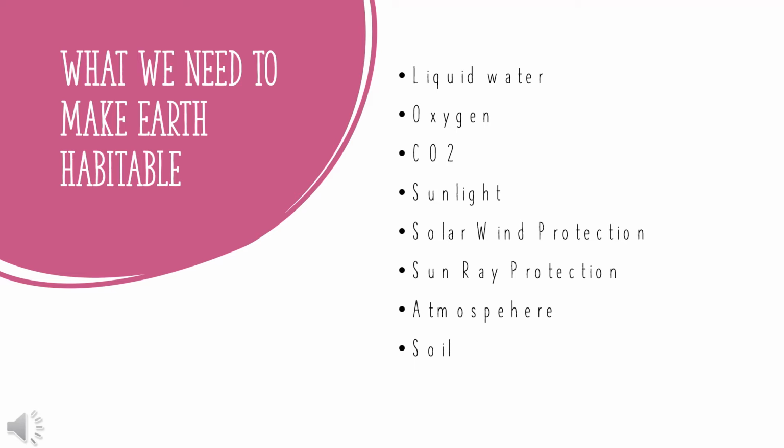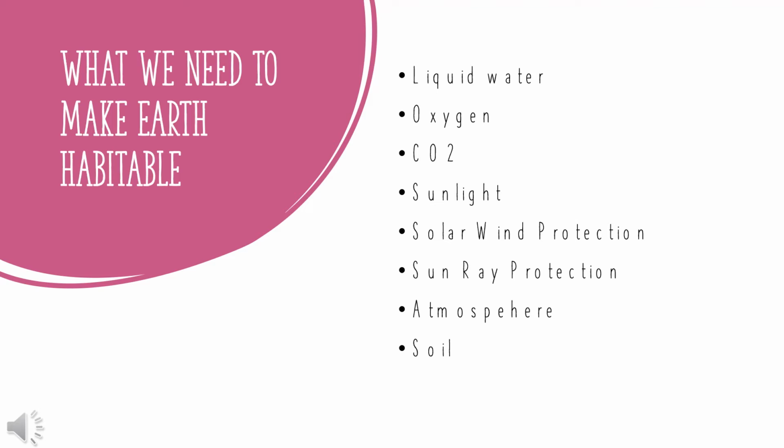Next, we have sunray protection. Sunray protection is for humans because we need the UV radiation for vitamin D, and Earth protects us with the ozone layer, which only allows a portion of the UV light. So to make sure that Earth does not melt completely due to the UV radiation.